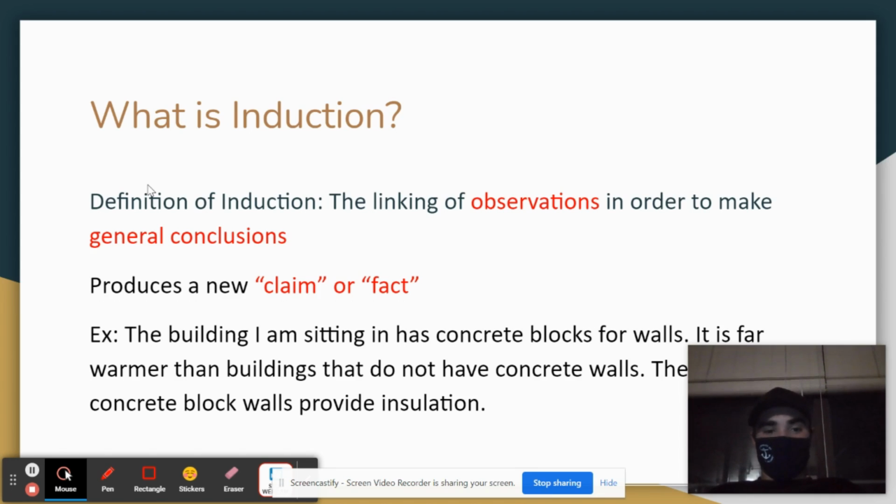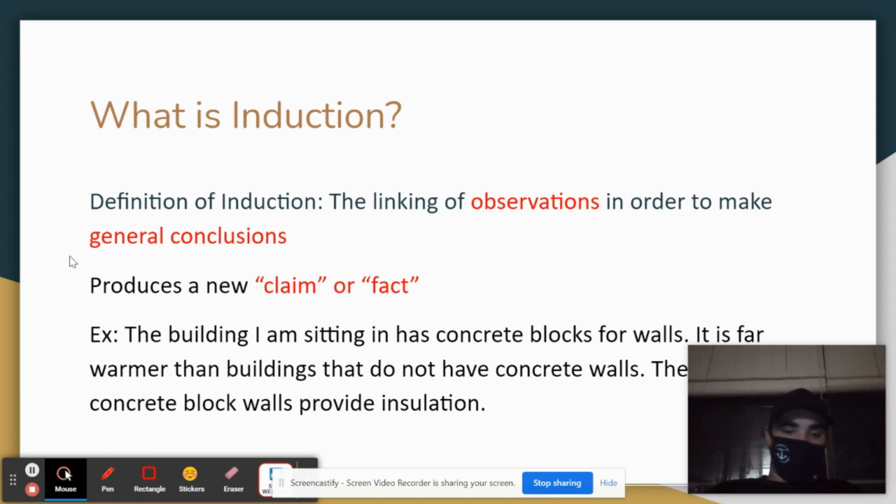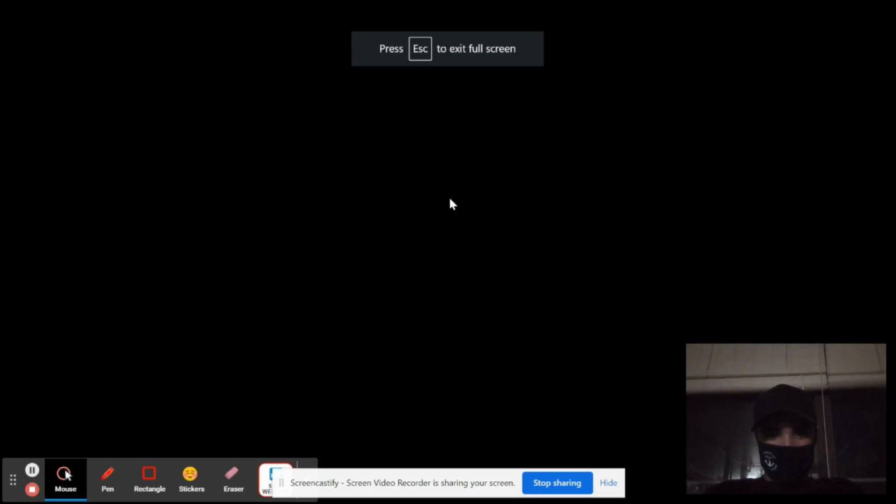So the outcome of an induction, or the product, will be a claim or a fact. So it's going to be like a statement. It's not going to be like a prediction. Like I said, it's going to be like a claim, something that may or may not be true. And an example I have here is the building I'm sitting in has concrete blocks for walls. It is far warmer than buildings that do not have concrete walls. And then the conclusion would be the concrete wall provides insulation. You can see that these first two sentences are observations.